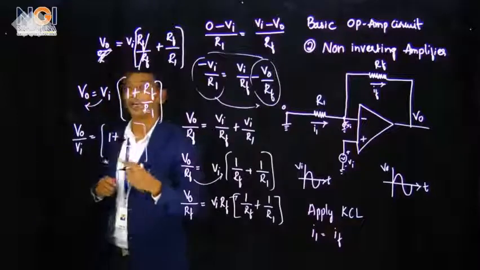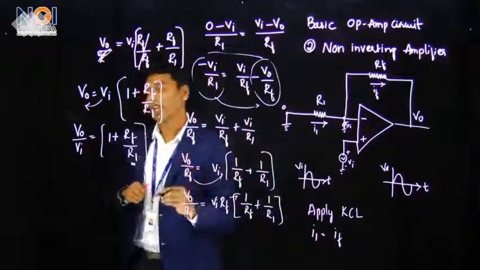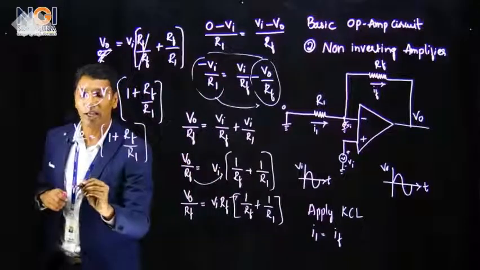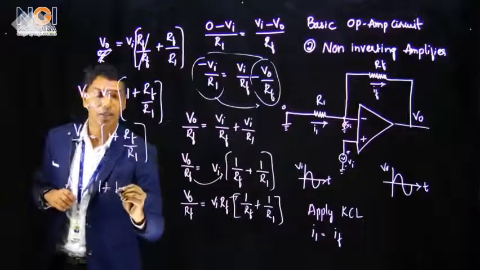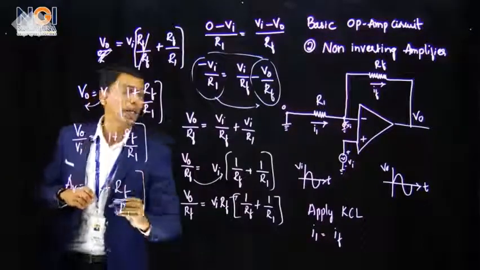Output by input, V out by V in, is always the gain. Gain definition is V out by V in. Gain AV is equal to 1 plus RF by R1, which is the non-inverting amplifier gain.